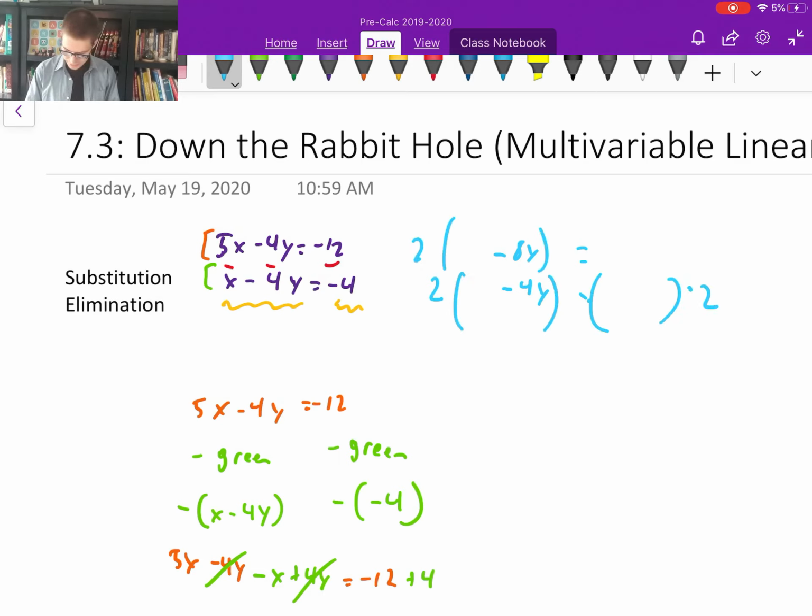You can do 2 times that, all this times 2. You can multiply both sides of the equation by 2, and you'd still get a true statement. Or, you wouldn't multiply the top one, just multiply the bottom equation by 2, so that you get that minus 8y. You can line them up and then subtract. Same thing here. Exact same thing here.